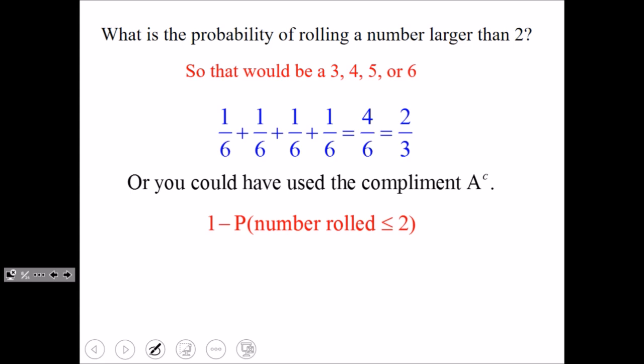If I can subtract that from 1, and what's left over is the rest of the probability. So in this case, 1 minus (1/6 plus 1/6), or 1 minus 1/3, that gives me 2/3. Sometimes the complement can be easier to calculate, okay? But we still end up with the same answer.